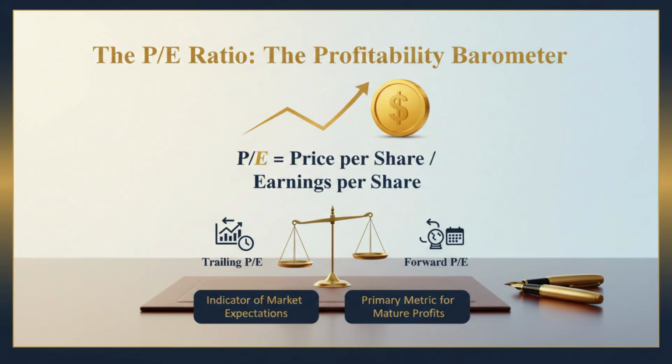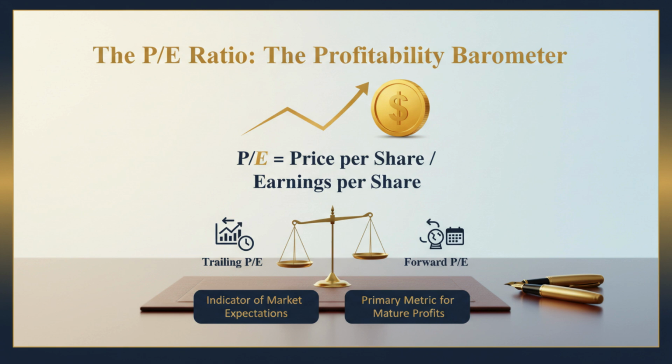The price-to-earnings, or PE ratio, is perhaps the most widely recognized metric in finance. It calculates the relationship between a company's stock price and its earnings per share. In simple terms, it tells you how much investors are willing to pay for every dollar of profit the company generates. We typically look at two types: trailing PE, which uses the last 12 months of earnings, and forward PE, which uses projected future earnings.